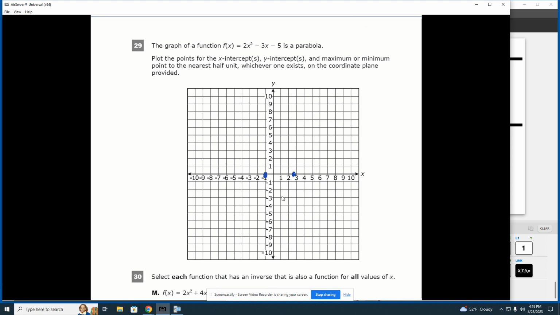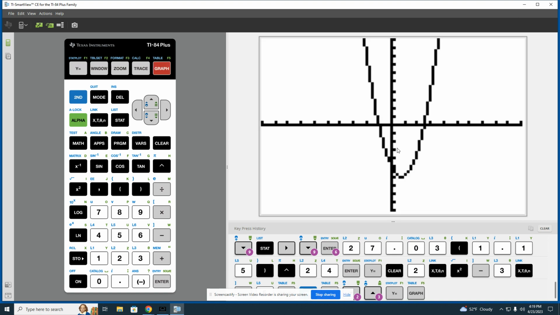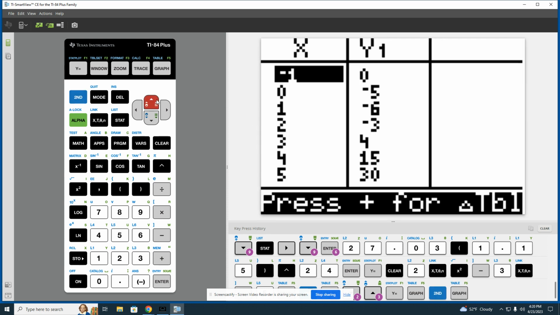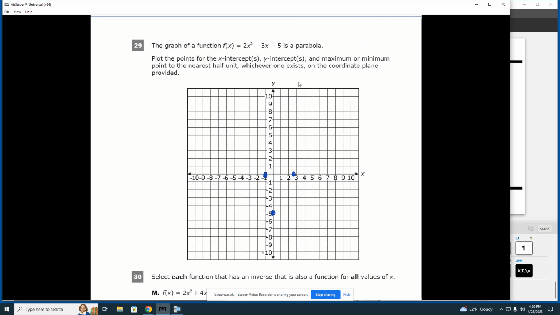Next, it says y-intercept. Okay, let's look back at our graph, and let's see if we can see that y-intercept. It's down here. Look, negative 1, 2, 3, 4, 5, somewhere around negative 5. We can look at our table, and sure enough, 0, negative 5. Okay, let's see what else it asks about. It asks about your maximum or minimum to the nearest half unit, whichever one exists on the coordinate plane.